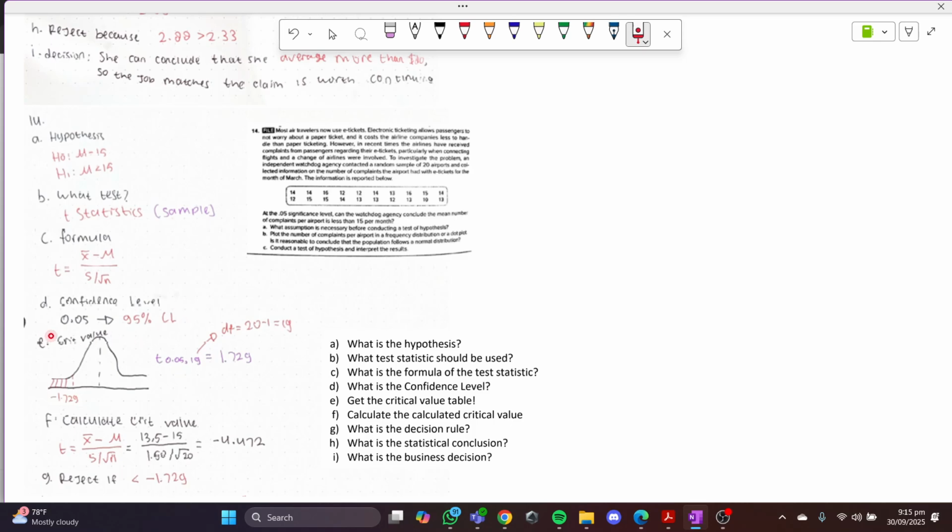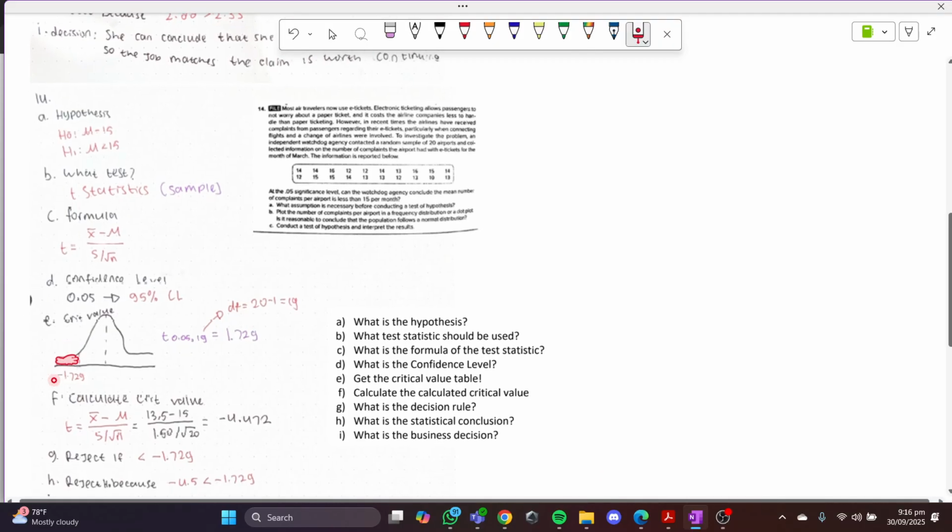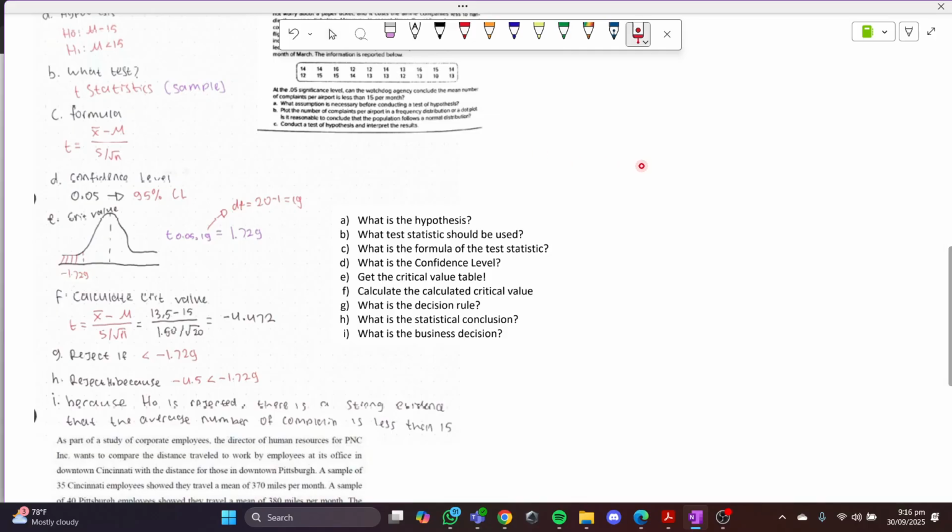The confidence level is this one, from 95%. And because it's looking to the left, because it's less than here, it's going left. So it's here. You reject if it's in this area. And to use the t-table, t 0.05, 19. So 0.05 is from the significance level and 19 is from the degrees of freedom. Degrees of freedom is n minus 1, and n in this case is 20.